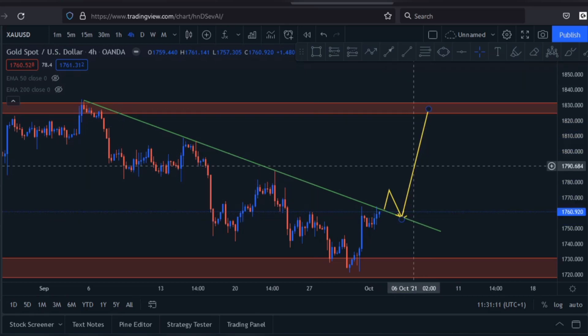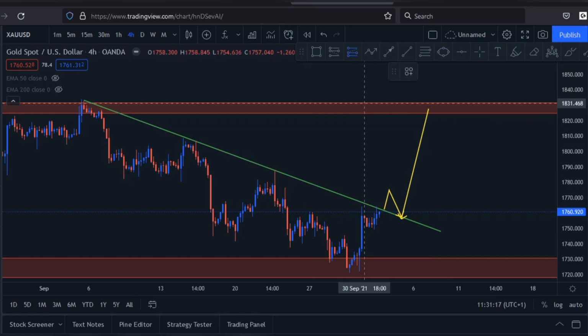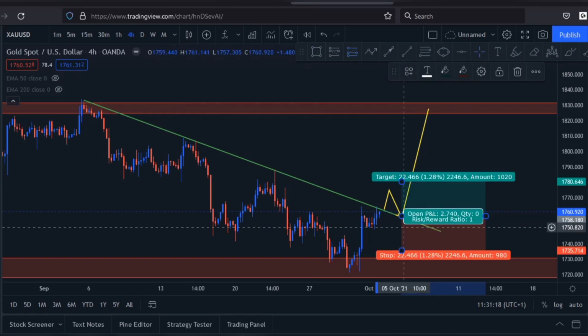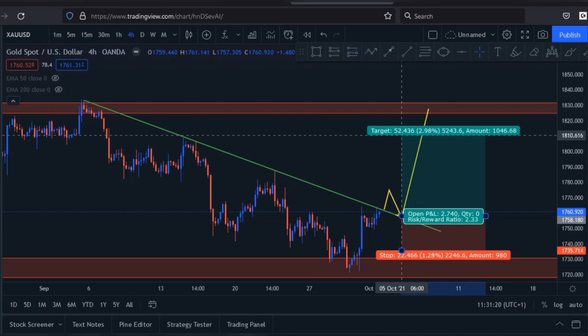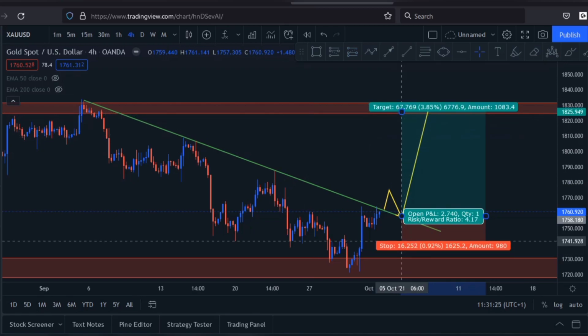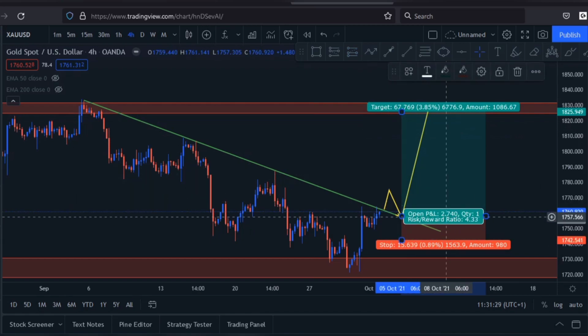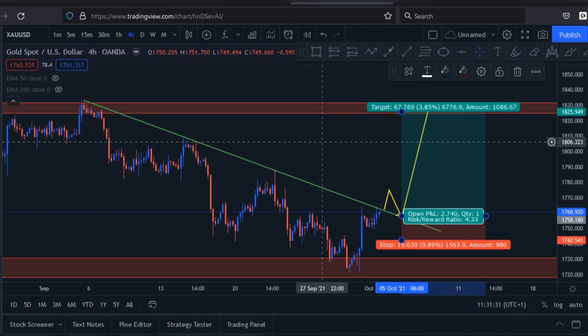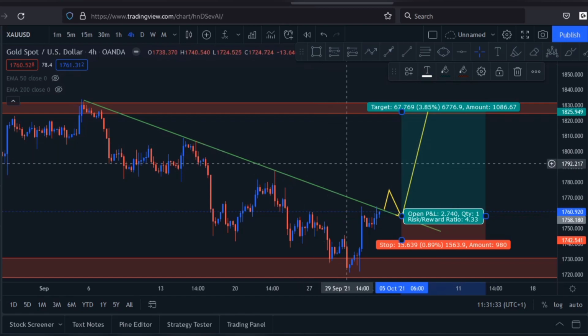So if that happens, then we should be looking to capitalize on this up move, and it's going to give us a massive amount of profits. So we'll be targeting about 600 pips on this move. Okay, and we'll be risking about 150 pips on this move. So a very good risk to reward ratio of 1:4.